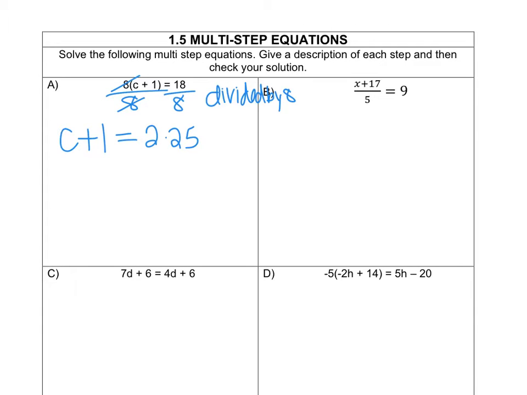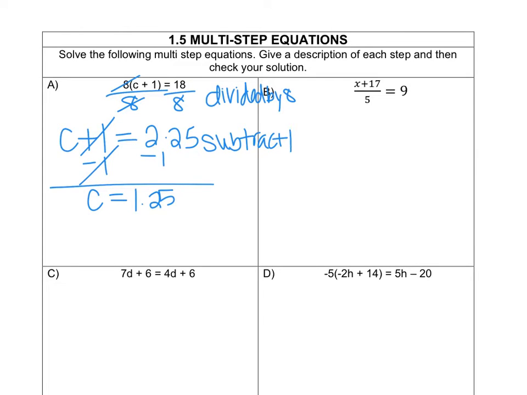Now I need to get C by itself because I'm trying to figure out what it equals. So I need to get rid of this positive 1. So I'm going to subtract 1 from each side. 1 minus 1 is 0, so I'd be left with C equals 2.25 minus 1, which would be 1.25, 1 1/4. So I would say we subtracted 1.